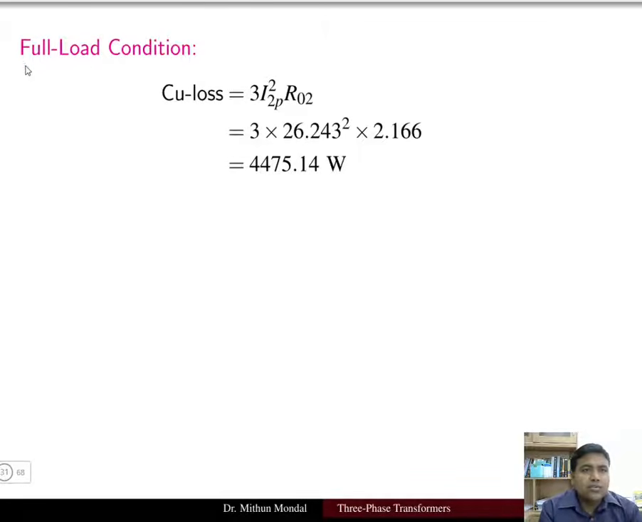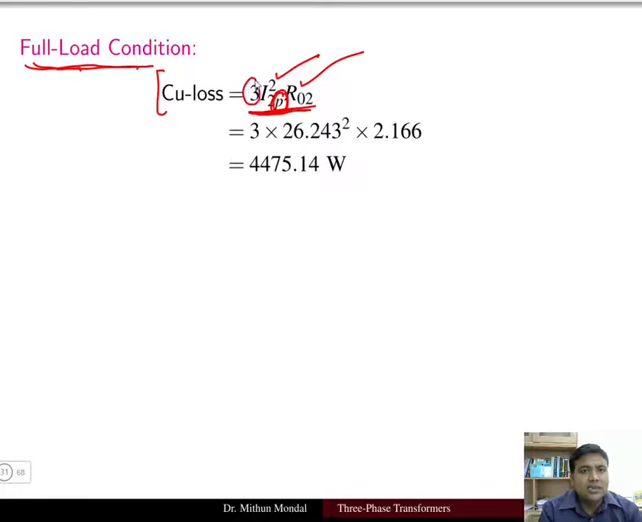Now first we will take the full load condition and then we move to the half load condition. Under the full load condition, the copper loss is given by the formula 3 times I square R02. R02 is the net resistance on the secondary side of the transformer, and I is the current flowing on the secondary side, and this is the phase current we are dealing with.